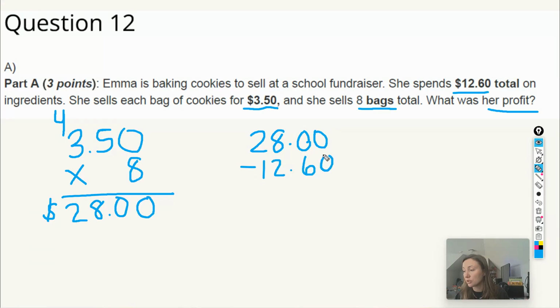So we'll have to do $28 minus $12.60. So 0 minus 0 is 0. I can't do 0 minus 6. I've got to borrow. This becomes a 7 and this becomes a 10. 10 minus 6 is 4. Bring down my decimal. 7 minus 2 is 5. 2 minus 1 is 1.